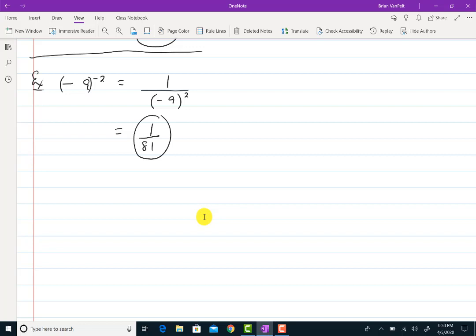So if I were to do the same thing over here, but I didn't put the negative in parentheses, then this is what you're going to have. Because it's like negative 1 times 9 to the negative 2. I would do the 9 to the negative 2 part first, which would give me this. And then the negative is not related to the exponent, because this negative 1 that's out front is not taken to any power. So this is negative 1 over 81.